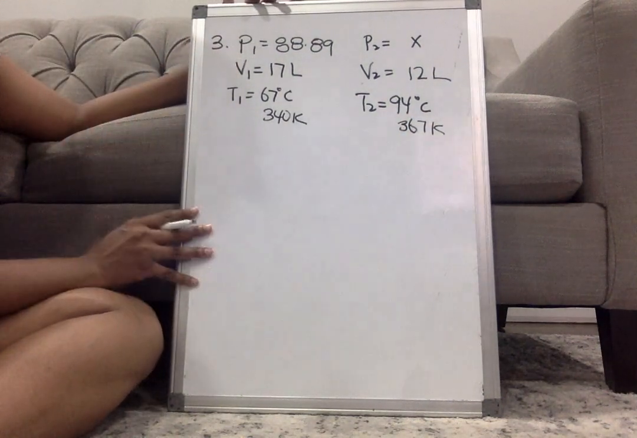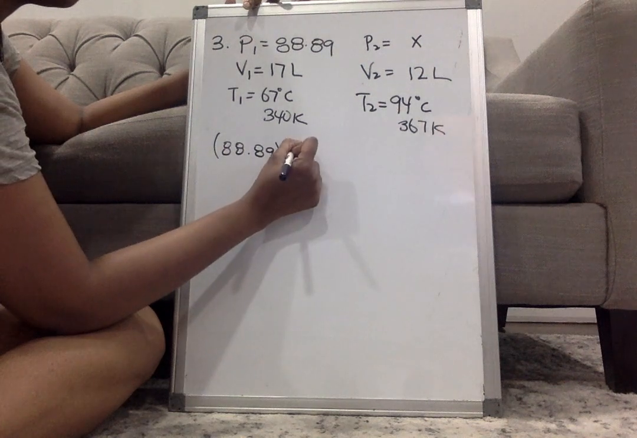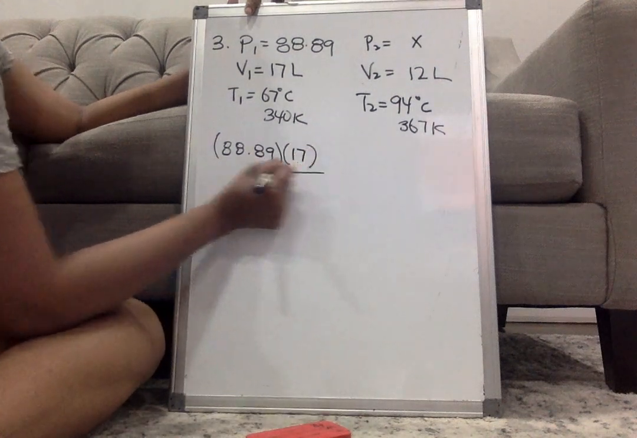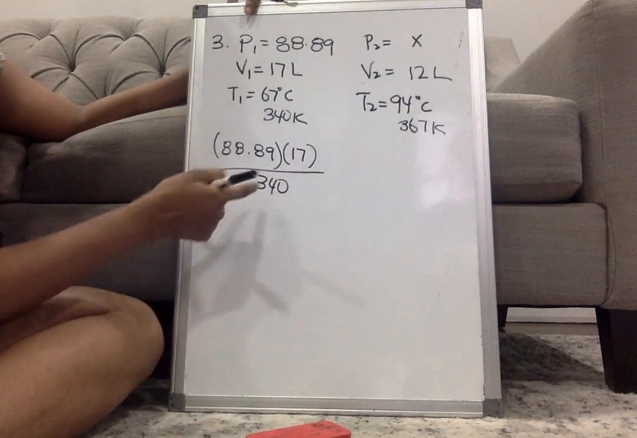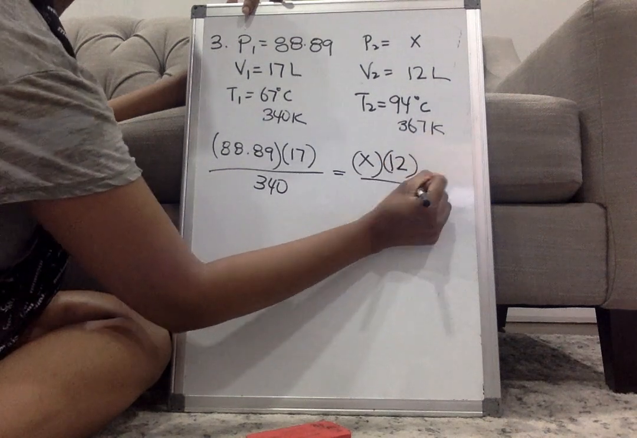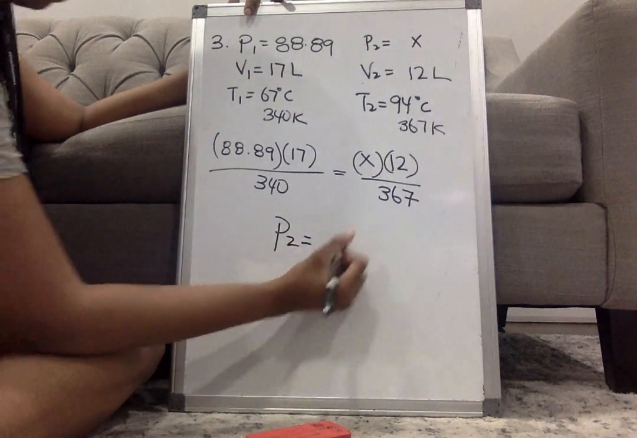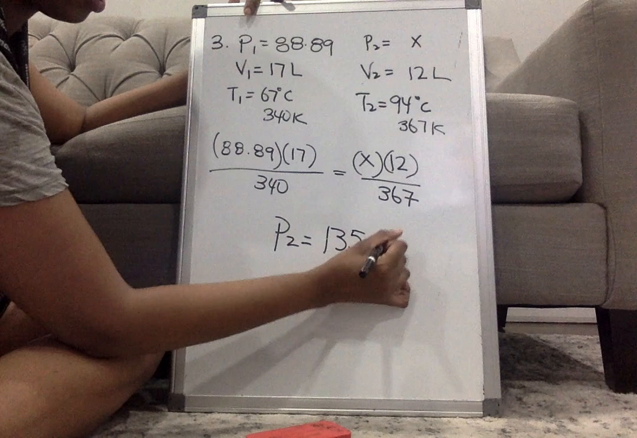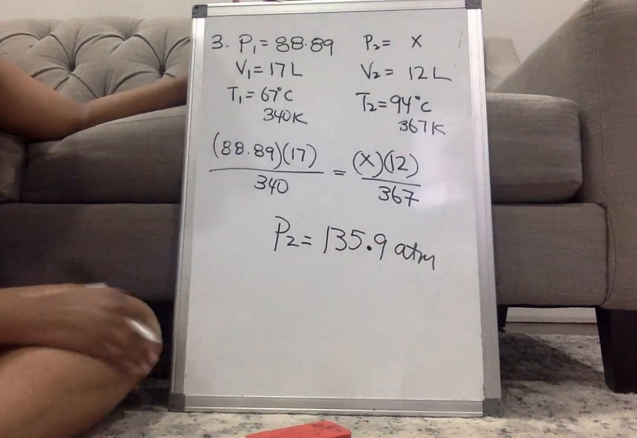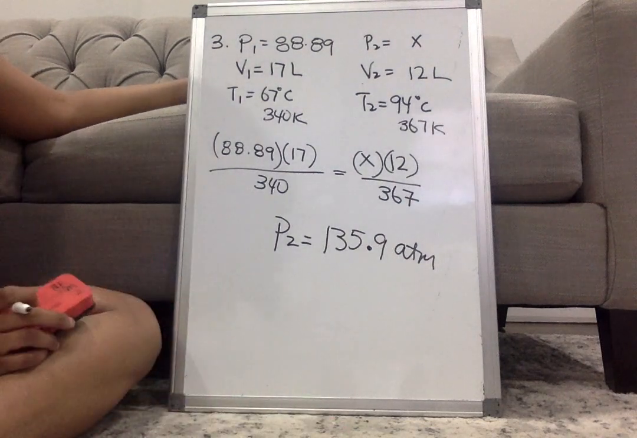So I'm going to put these numbers into the formula. 88.89 times the volume 17 divided by 340, not 67, it needs to be in Kelvin, equals X, which is P2, times 12 divided by 367. And then you'll find that your final pressure should be 135.9 atm. A lot of you put 140. I don't know why I still gave it to you, but change it to 135. It should be 135. Okay?